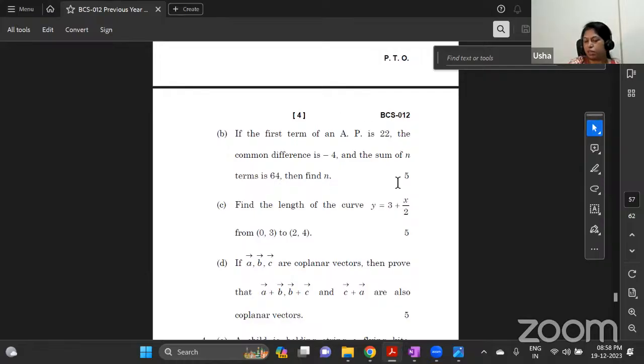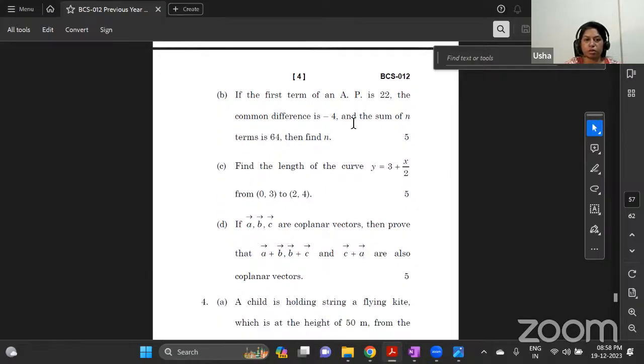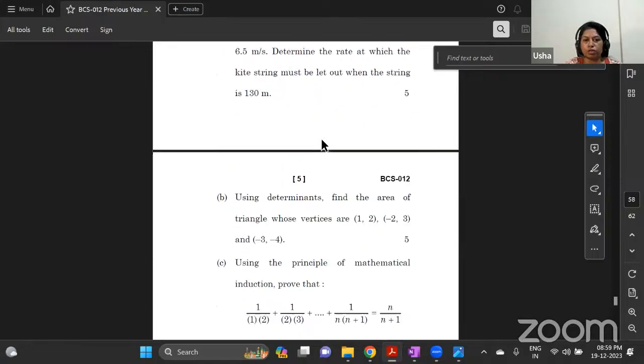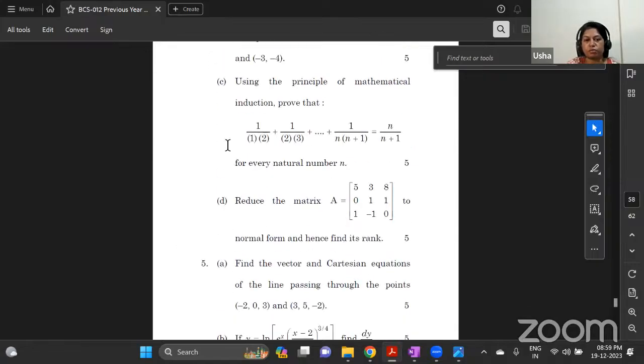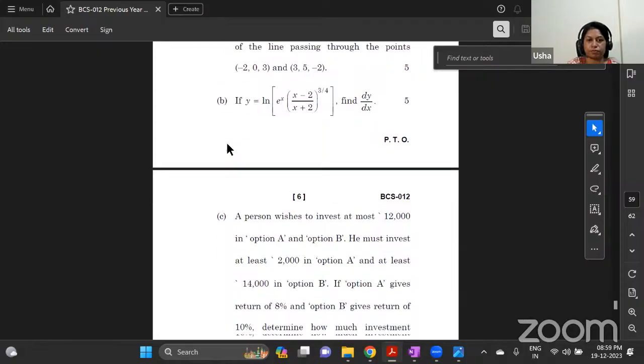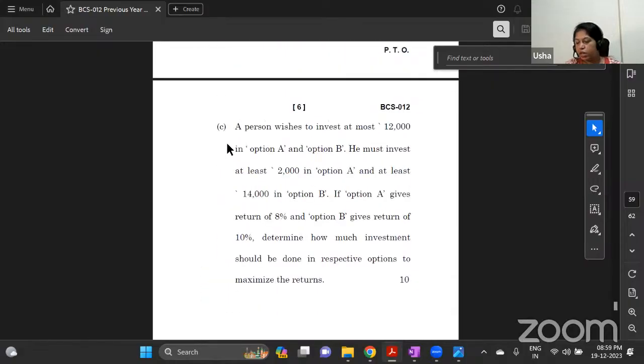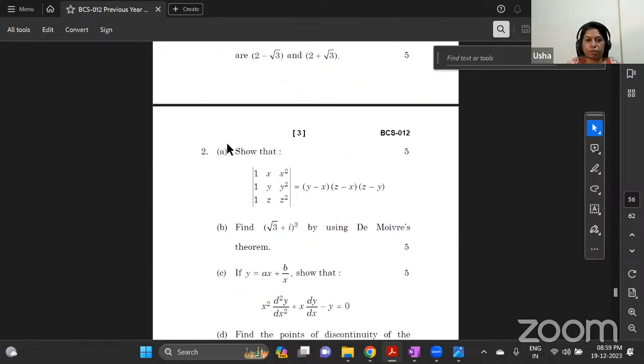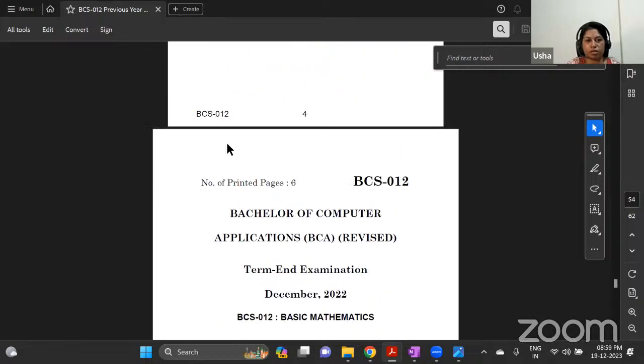This type of question, I think you are aware, no? Progressions, arithmetic progression, geometric progression, very straightforward questions. And I think you have also learned it in your high school probably. Differentiation, integration, if you have any particular question, you can ask.